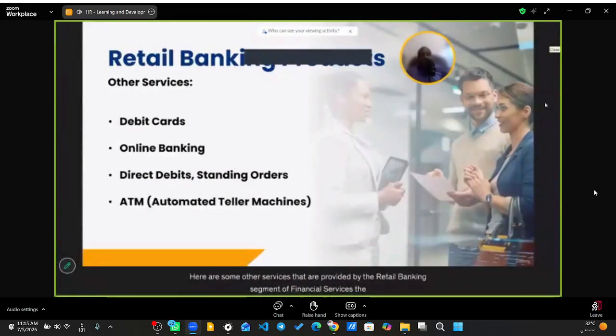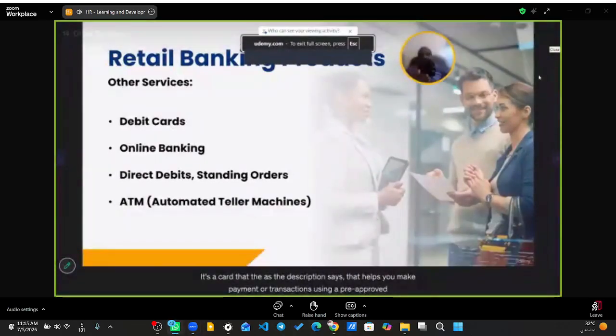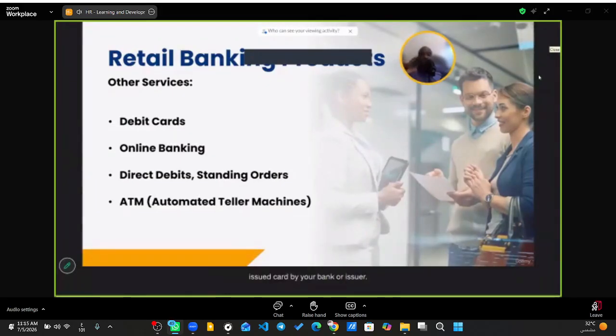Here are some other services that are provided by the retail banking segment of the financial services industry. Debit cards. The debit card is a card that, as the description says, you make payments or transactions using, a pre-approved card issued by your bank or issuer, which links to an account where you already have a deposit. So it can link to a savings account, a current account, or different accounts. This is used to make payments where you don't actually have to go to the bank to get cash out in particular.